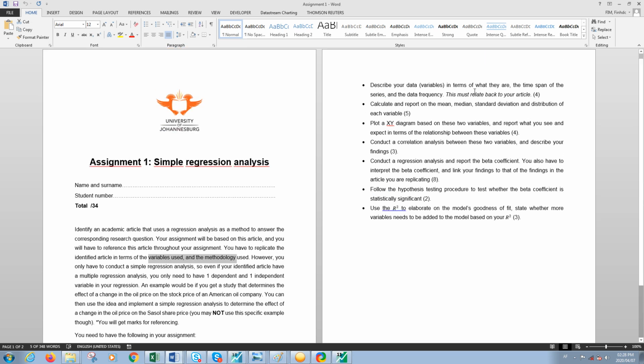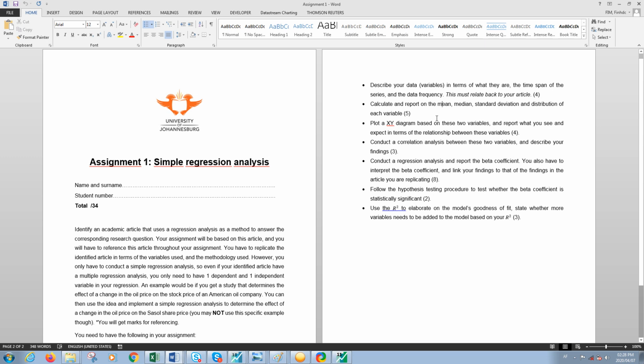Then describe the data in terms of what they are, the time span of the series, and the data frequency. This must relate back to your article. So if they've used monthly data, you use monthly data. If they use daily, you use daily. And you have to tell me how far it dates back. Now, it doesn't need to be exactly the same as your article, but if it's from 2000 to 2019, that's your time span.